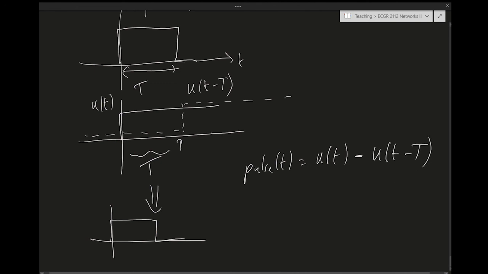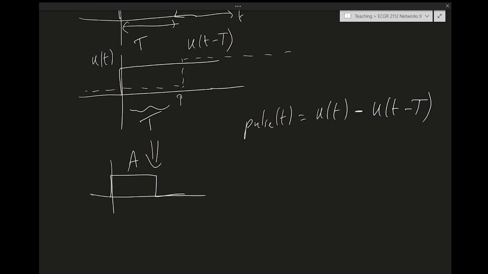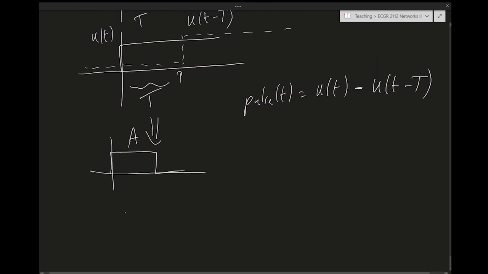That's it. And a pulse of any magnitude, if the magnitude is not 1, let's say the magnitude is A, is going to be as follows. Let's say I have a voltage that is a pulse of magnitude A, so this is v of t, is just going to be A times the unit pulse function, which is u of t minus u of t minus T.